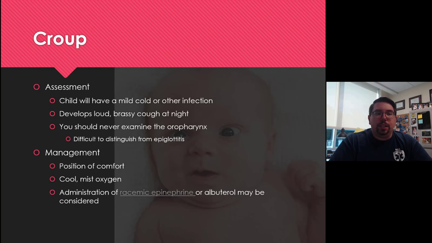We also want to consider the administration of racemic epi or albuterol. Racemic epi is going to have a much larger effect on the inflammation than albuterol will. Albuterol primarily works more for a lower respiratory problem. Even though croup is technically just below the larynx, which is beginning to define the lower airway, it still presents primarily as an upper airway concern.